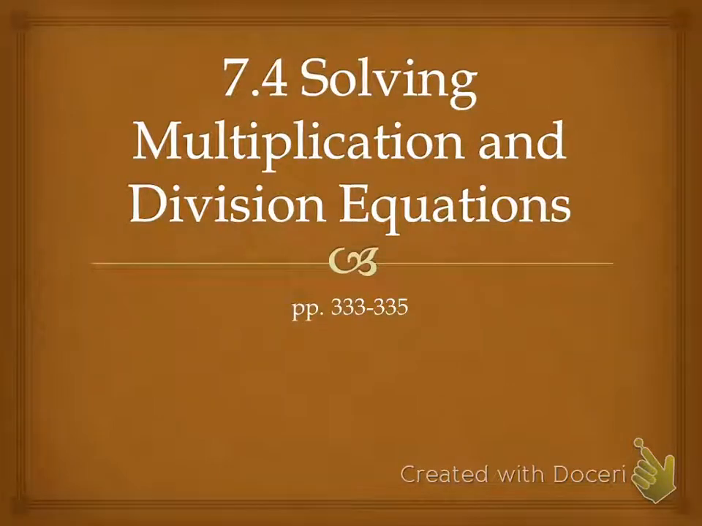All right, in lesson 7.4, it's very similar to 7.3. In 7.3, we solved addition and subtraction equations. In 7.4, we're solving multiplication and division equations. So, I'm still going off of the concept, I need to do the opposite operation to solve for the variable. The whole goal is to figure out what value the variable has to make the equation true.